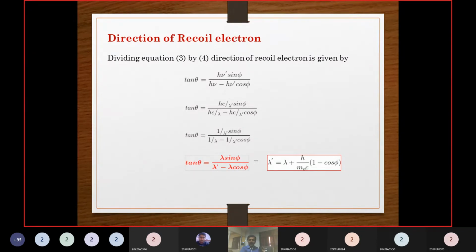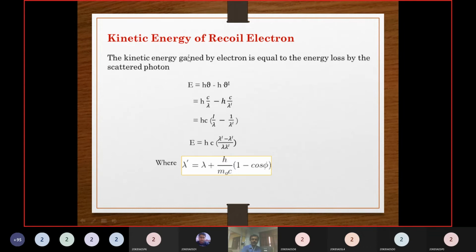Now, what is the energy of the recoil electron? That means the kinetic energy of the recoil electron. It is emitted from the substance and moves with a particular velocity, so it has some kinetic energy. We have to calculate it. The photon loses some energy. Initially it has energy h nu. After collision, the photon has h nu dash energy. So the loss of energy is h nu minus h nu dash.